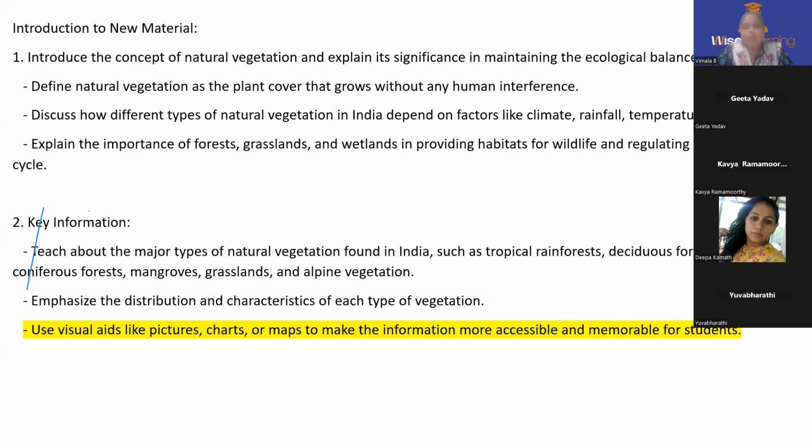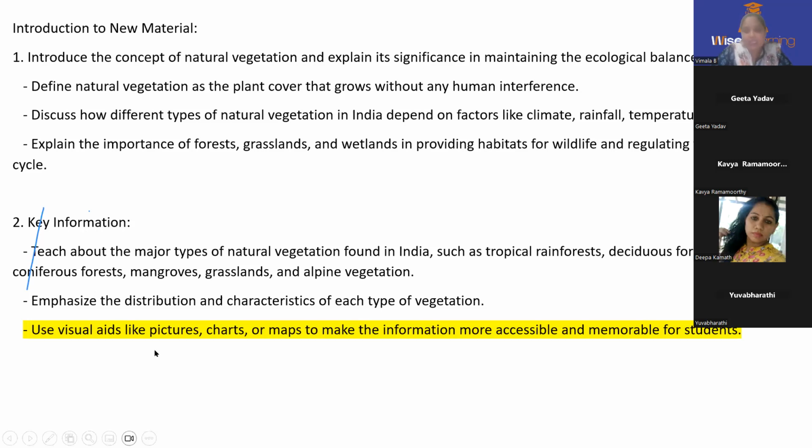First I have to define what natural vegetation is and the factors it depends on, like climate, rainfall, and temperature. I also help students understand the difference between forests, grasslands, and wetlands, and help them learn about the wildlife and other features in a particular vegetation. Then we explain the different types of major natural vegetation like tropical rainforest, deciduous forest, coniferous forest, mangrove forest, and many more.